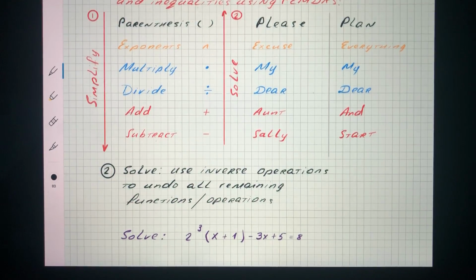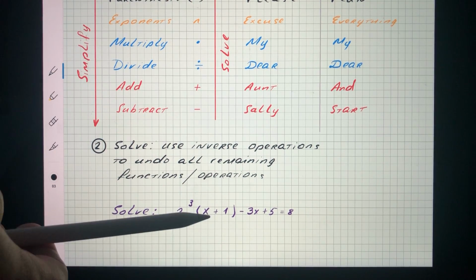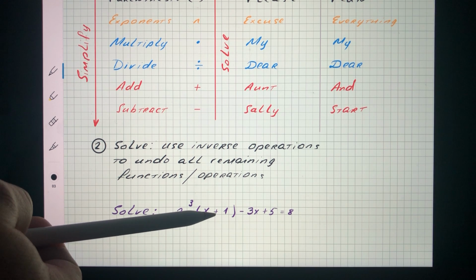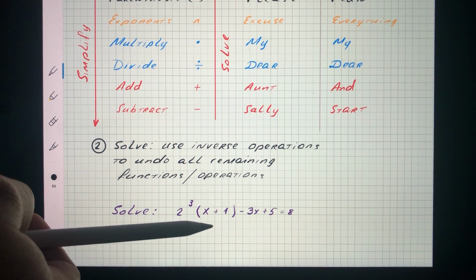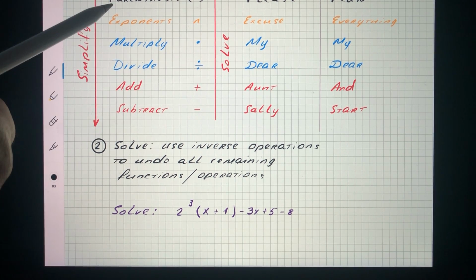Once again, we begin with parentheses. Inside the parentheses, is there anything that we can do? No, because we don't know what x is, so we can't add it to the 1. Depending on what it is, the answer would be different. So we skip this step.